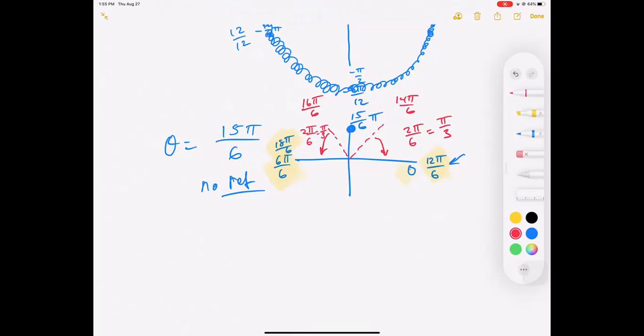I feel like drawing out the reference angle does help a little bit until you get really good at it. If they come out with unfamiliar reference angles, definitely draw them out to figure out where on the unit circle you are and which quadrant you're in. And then we can always draw it back down to the horizontal.